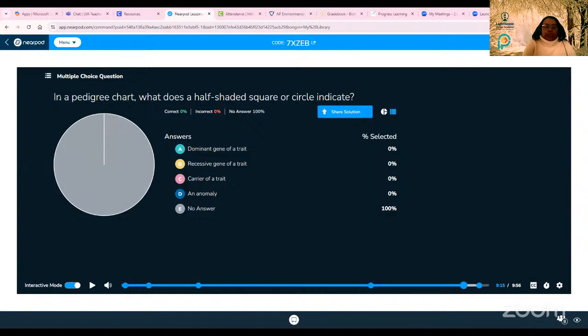Answer this question in a pedigree card. What does a half shaded square or circle indicate?